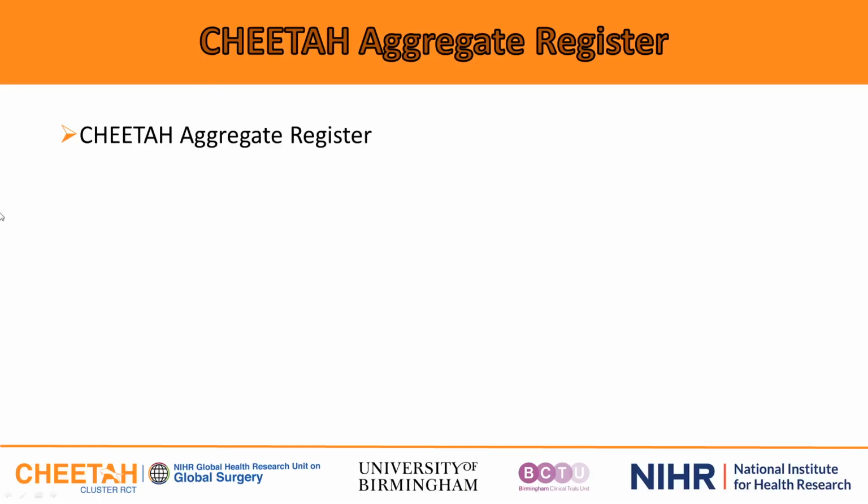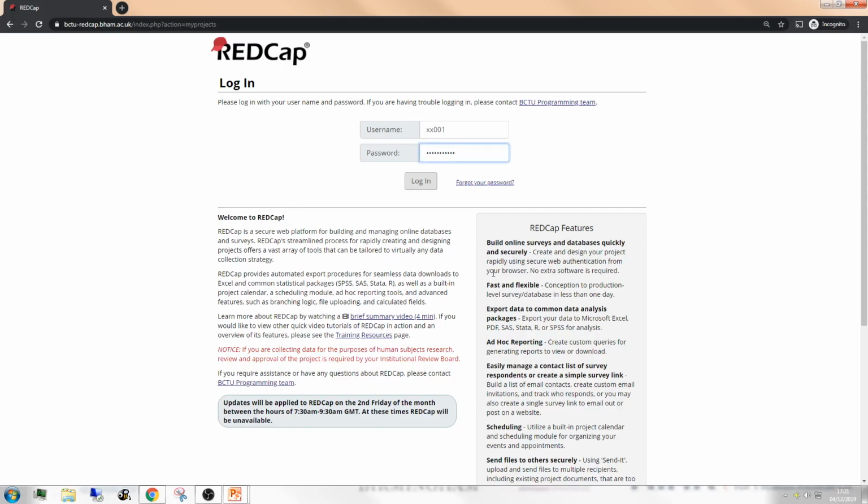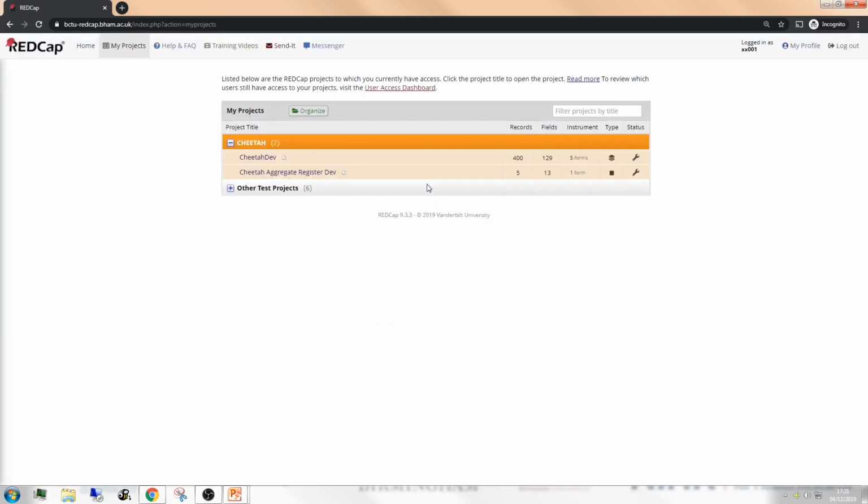For the final part of this REDCap training module, we will look at adding CHEETAH aggregate register data into REDCap. The aggregate register captures some summary information gathered from the CHEETAH register on a separate CRF. So as before, you log in, but instead of selecting the main CHEETAH project, you select CHEETAH aggregate register.